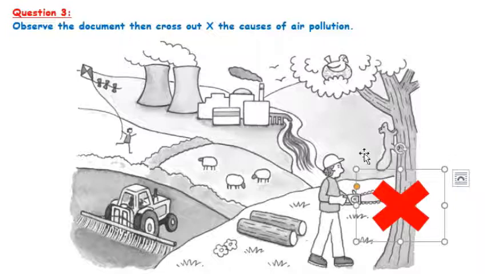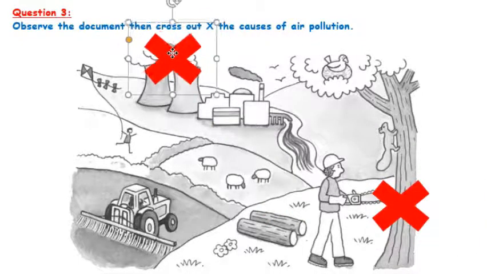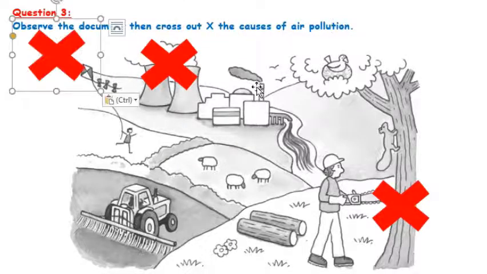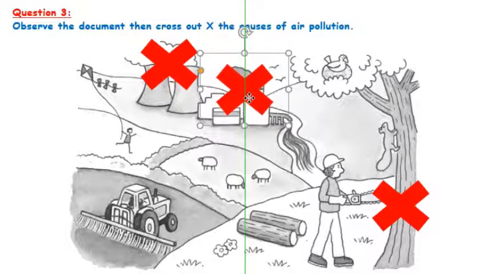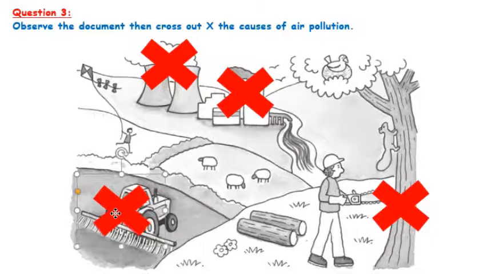What else? Yes, fumes from factories. Good job. So this is also a cause of air pollution. Here also. Well done. Yes? Fumes from vehicles? That's right. So, fumes from vehicles such as cars, trucks, from factories, and cutting trees are causes of air pollution.